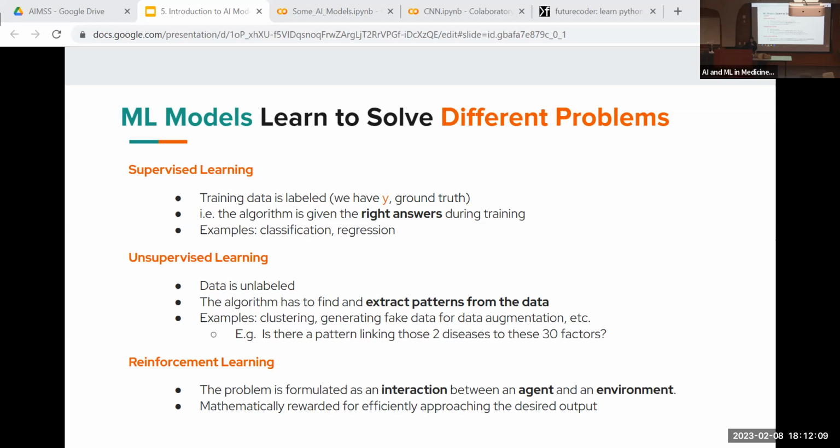And another set of problems in machine learning is reinforcement learning problems, where the problem is modeled as the interaction between an agent and an environment, and the goal is for the agent to learn through experience and through its interaction with the environment to solve the problem.